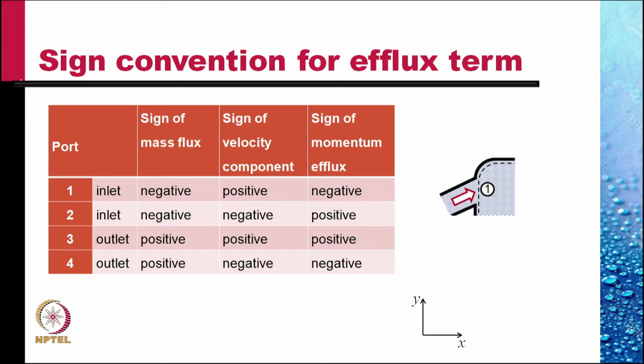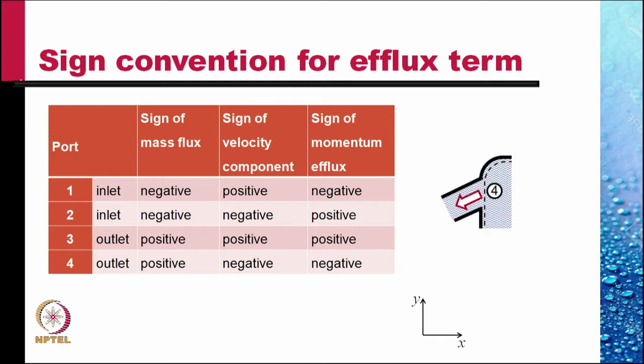If, however, the port was like this, is again an inlet port, here the sign of mass flux V·A is negative, but the velocity component is also negative. So the sign of momentum flux is positive. At an outlet like this, the mass flux is positive, the velocity component is positive, so that the momentum flux is also positive.